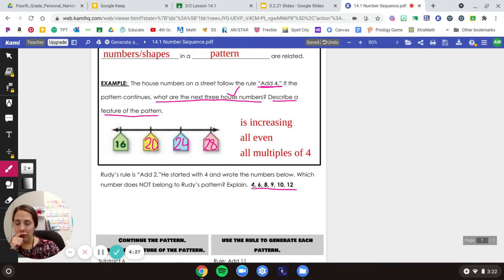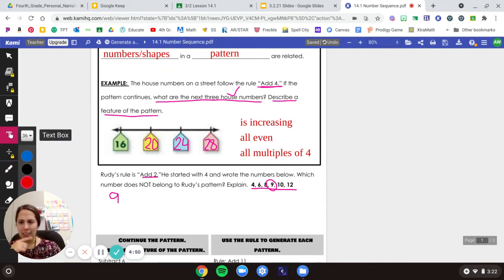4 sus? No, we started with 4. We need to remember our rule of adding 2. 2 plus 4 would be 6, all right? 6 plus 2 is 8. 8 plus 2 is 10. Did you see that? 9 is our sus one. Oh, he's the imposter. 9 does not belong.